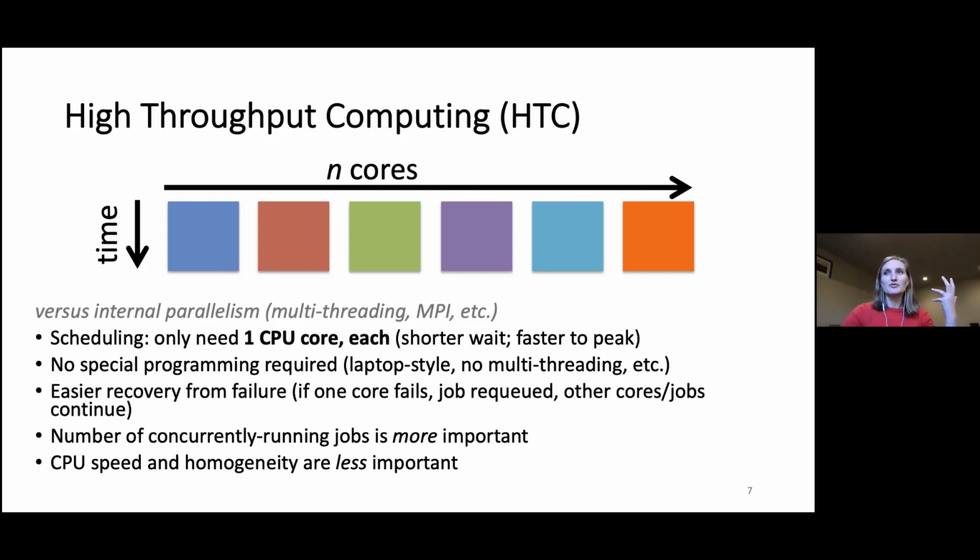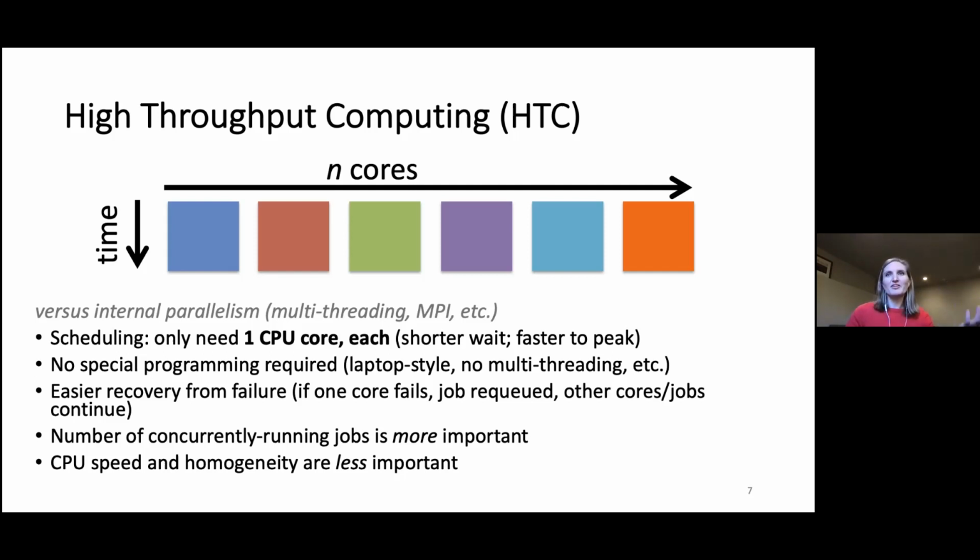A lot of users who come to the Open Science Grid or to high throughput computing may have been working on their laptop with a single core, but just looping over something. In this case, they don't have to go programming multi-threading or use parallel toolboxes. They can run something that ran on their laptop, but just communicate it as multiple executions that each start with different inputs. There's easier recovery from failure, both from the user's perspective and from the system's perspective.